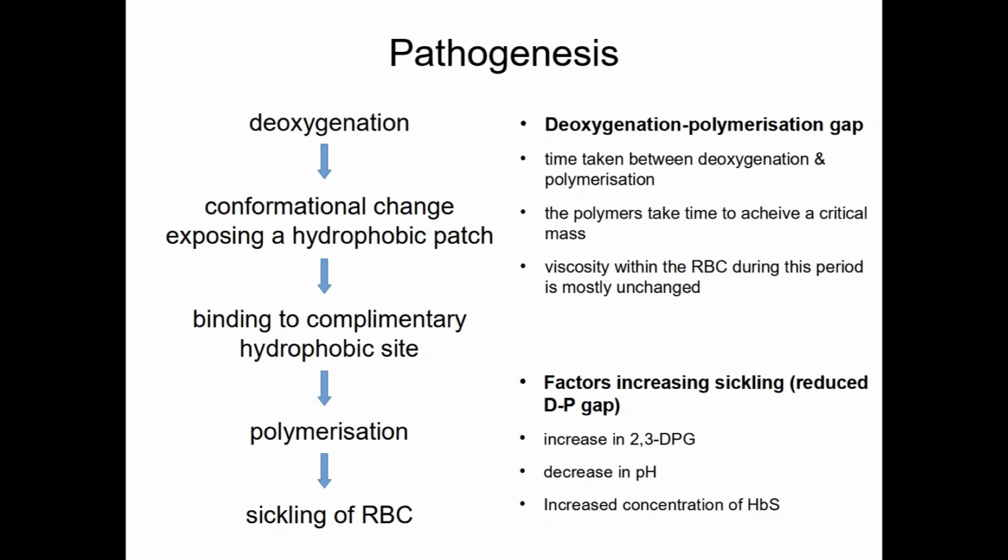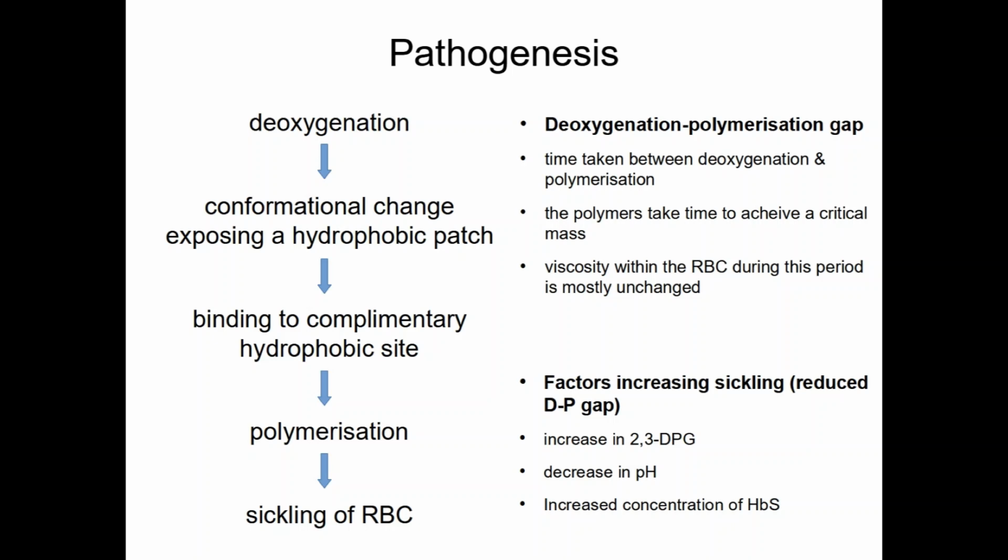There is something known as the deoxygenation polymerization gap. This DP gap basically is the time taken between the deoxygenation starting and the polymerization developing. During this period of the deoxygenation polymerization gap, the hemoglobin in the RBC is still in a soluble form. That is why the shape does not change during this period.